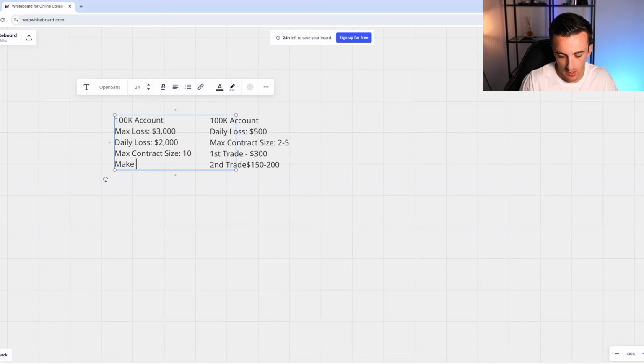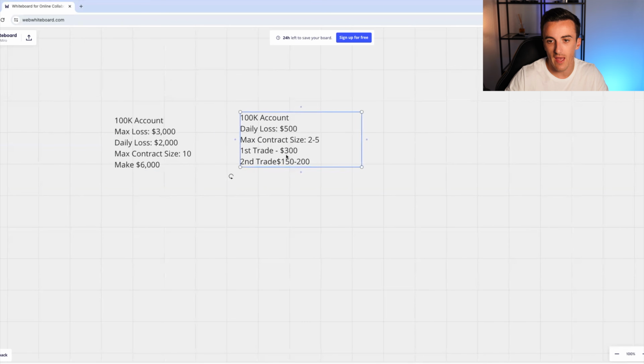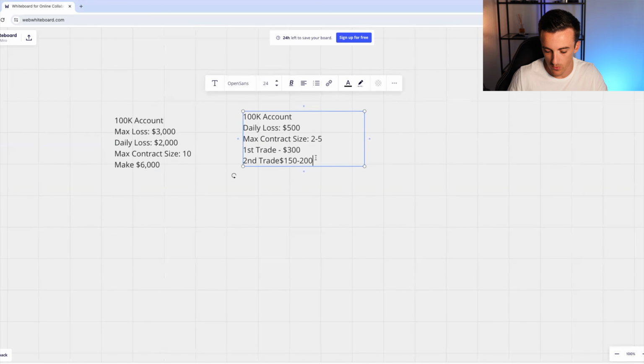We need to pass $6,000. For me, anytime I get into a trade, it has to be a minimum of a 1 to 2 risk to reward, meaning my risk is $300. I want to be looking to make at least $600 per trade. Sometimes more, sometimes less. It all depends on what the markets give me.